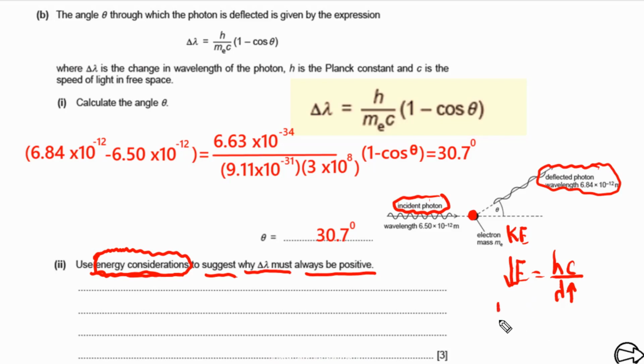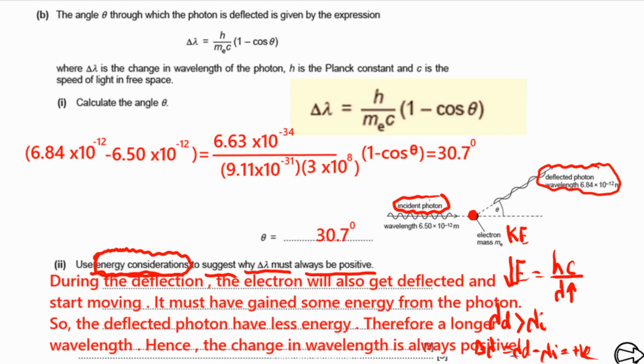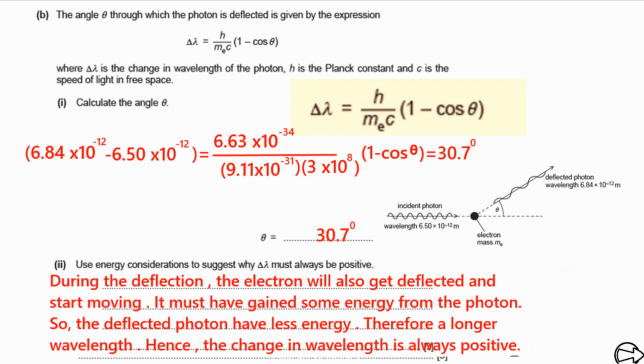So lambda increases, it simply means that lambda of the deflected photon will always be greater than lambda of the incident photon. So we can simply say delta lambda will always be positive. So here is our final answer. This is how you need to write the answer.